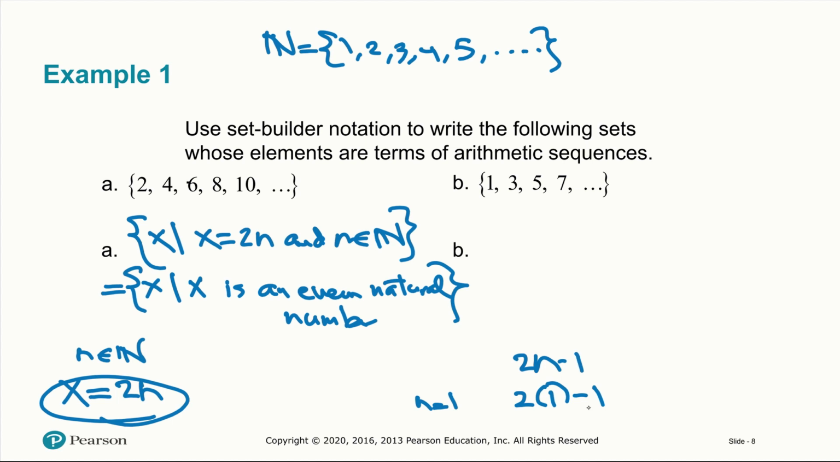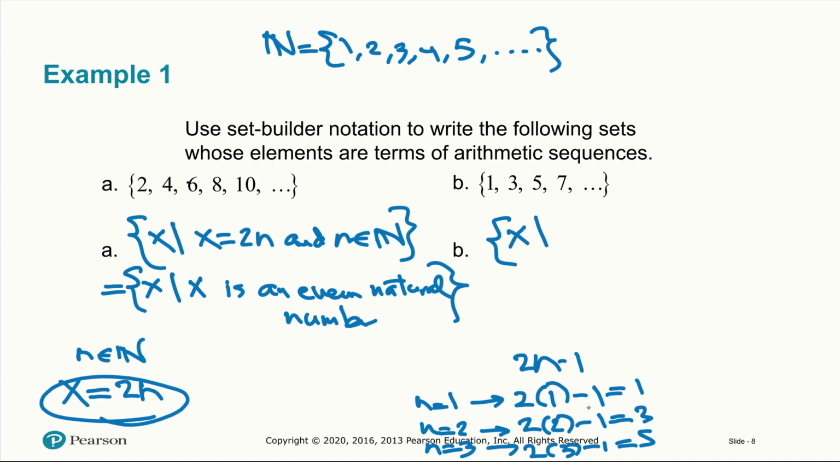Now think about it. n equals 1 gives us 1. n equals 2 would give us what? Would give us 2 times 2 minus 1, which is 4 minus 1, which is 3, right? n equals 3, for instance, will give us what? 2 times 3 minus 1, which is 5. So you see, in this way, we obtain all the odd natural numbers. So here we're going to say all x such that x equals 2n minus 1.